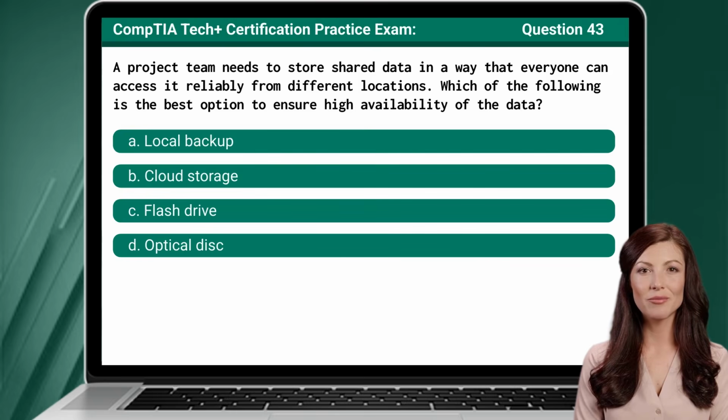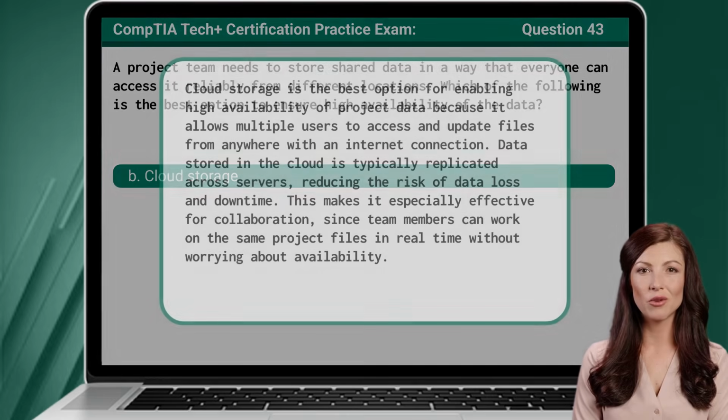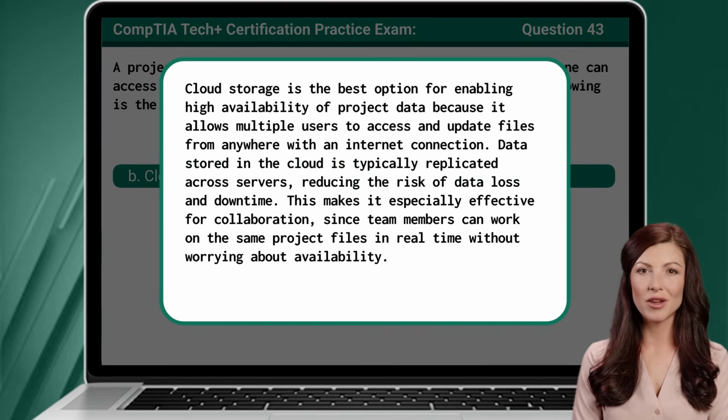The answer is B. Cloud storage. Cloud storage is the best option for enabling high availability of project data because it allows multiple users to access and update files from anywhere with an internet connection. Data stored in the cloud is typically replicated across servers, reducing the risk of data loss and downtime. This makes it especially effective for collaboration, since team members can work on the same project files in real time without worrying about availability.